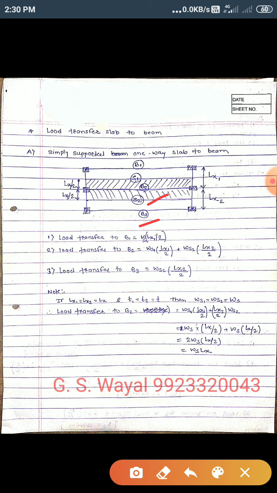Now again, the B3 beam is connected to only one slab, that is S2. So the formula to transfer this load is WS2 into LX2 by 2, where LX2 and LX1 are the shorter spans of the S1 slab and the S2 slab.